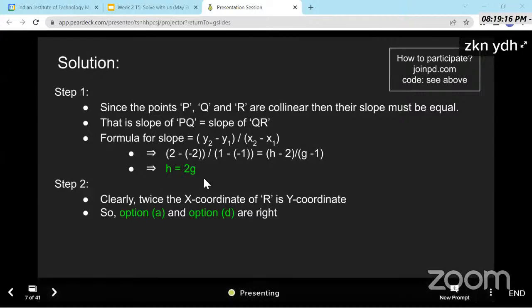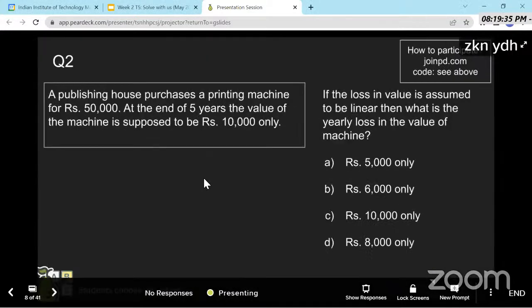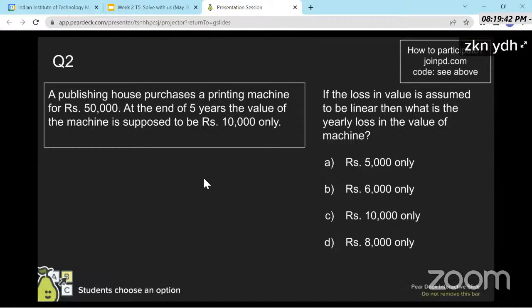Here, a publishing house purchases a printing machine for rupees 50,000. At the end of 5 years, the value of the machine is supposed to be rupees 10,000 only. If the loss in the value is assumed to be linear, then what is the yearly loss of the value of the machine? This is something you have to answer. It's 8:20, so I'll give you till 8:22. You want to solve this quickly because then only we can touch upon more questions.